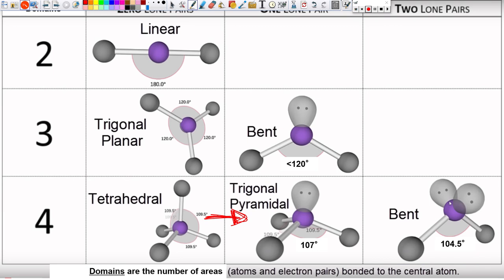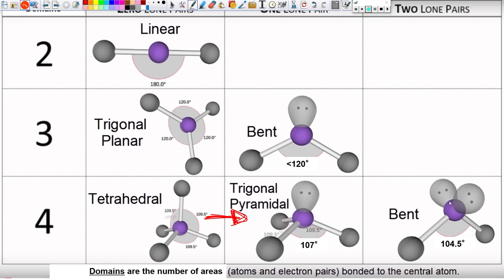Now, notice what happened. What is the bond angle on the bottom left one? 109.5. You swapped an atom for a lone pair. Do lone pairs take up more space or less space? You just wrote it. More. So since it takes up more space, did the angles get less? Yes. Everybody okay so far?